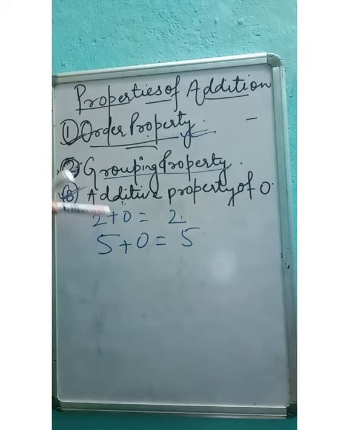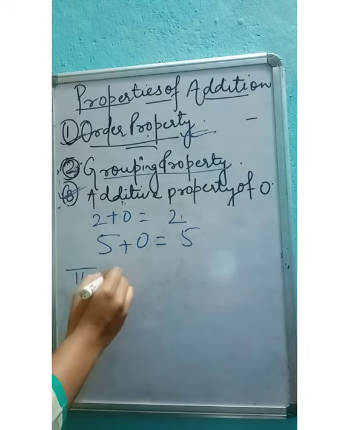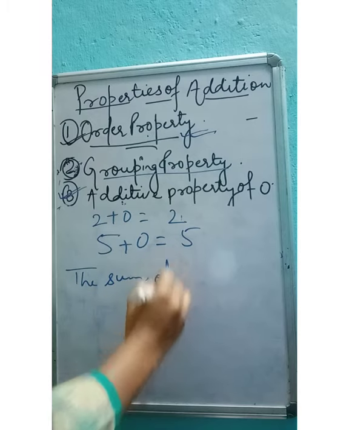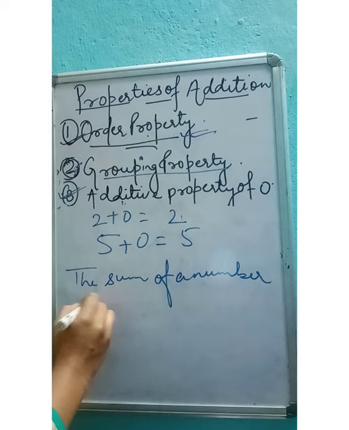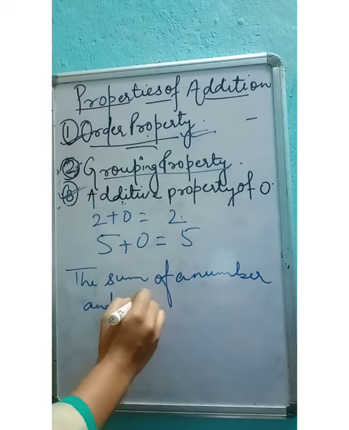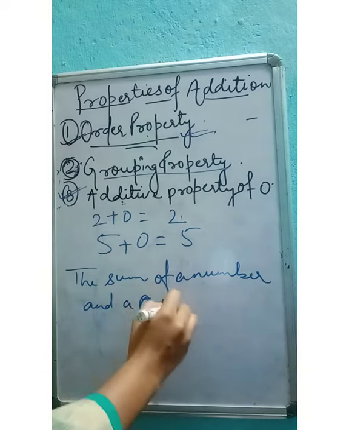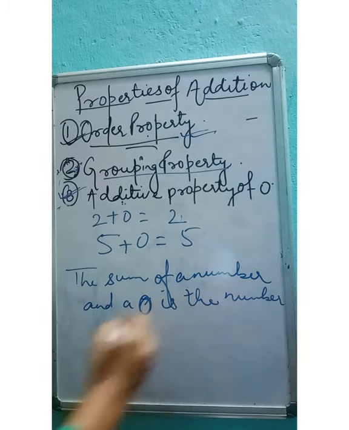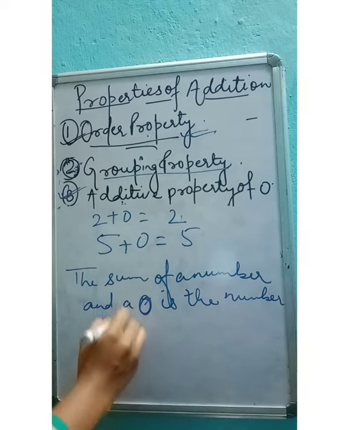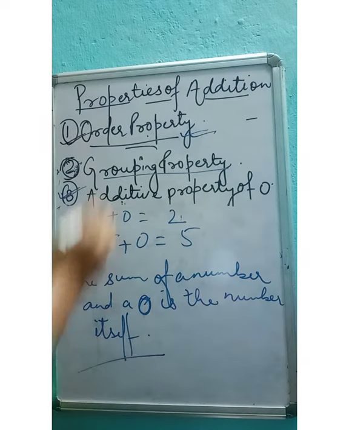So the additive property of 0 is nothing else. The sum of a number and 0 is the number itself, nothing else. So with this we have completed the properties of addition. These are the 3 properties of addition.